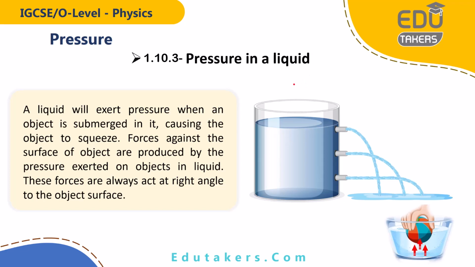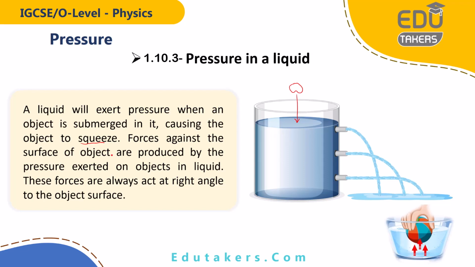Here I suppose that there is a stone that you submerged in that liquid. Then what will happen? The liquid exerts the pressure on this object. In this way, there is a pressure exerted by the liquid on any object. So I can simply say here, a liquid will exert a pressure when an object is submerged in it, causing the object to squeeze. So when the pressure is exerted by the liquid, the object squeezes.